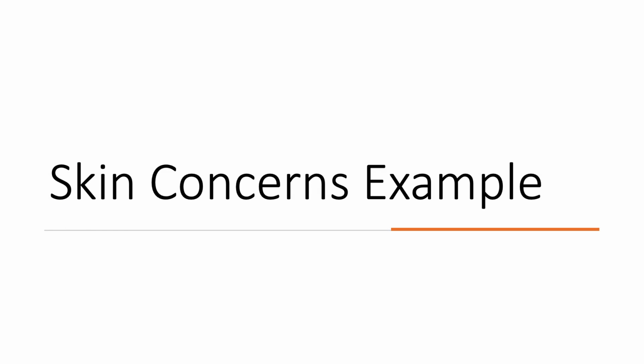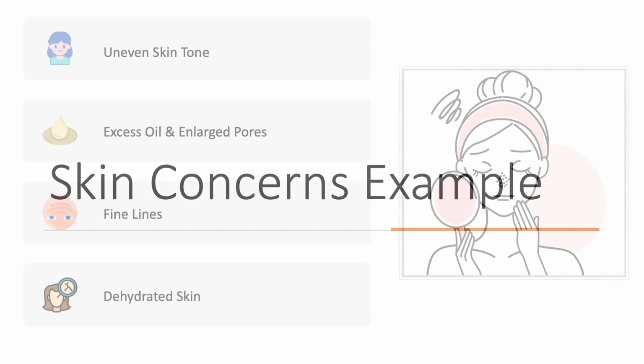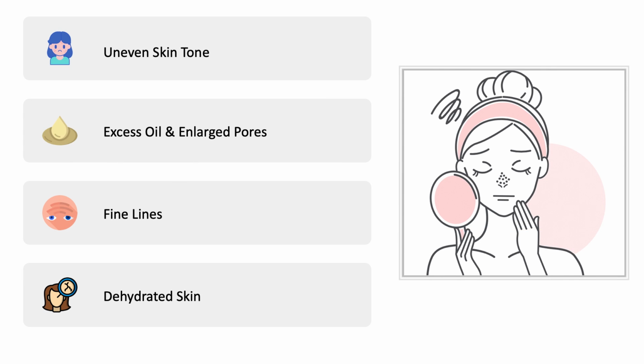Now, it's also important that you know about your skin concerns, since once you know about your skin concerns, you also know what products you need to choose from the Ordinary. And here are some examples: uneven skin tone, excess oil and large pores, fine lines and dehydrated skin. Now there are so many more. I'm going to use those examples to also set up a skincare routine.